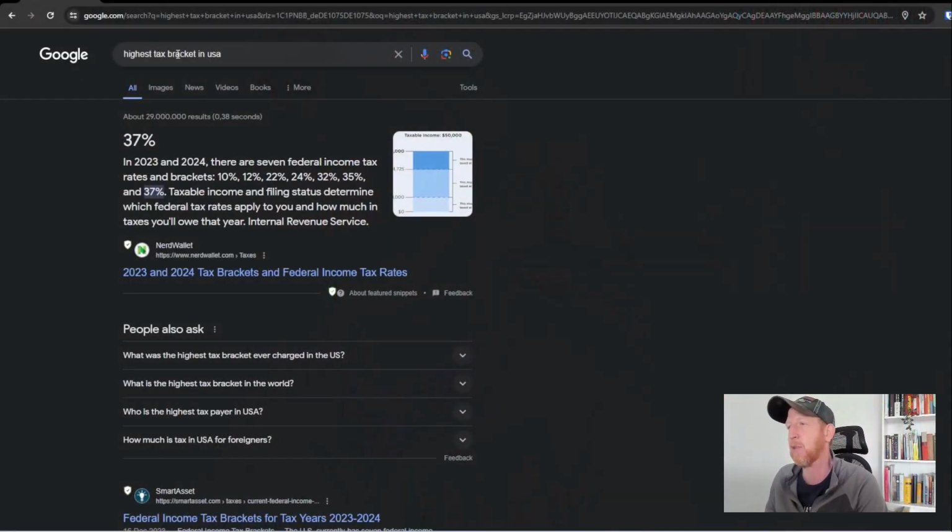The highest tax bracket in the USA is 37%. And so you're going to have some income and 37% of that income will go toward taxes. You can see there's different tax brackets, 10%, 12, 22, 24, all the way up to 37%. That is all going to be dependent upon how much money you make.